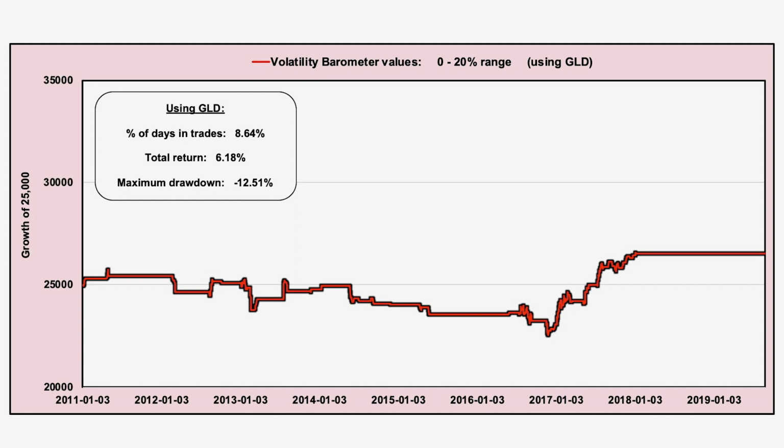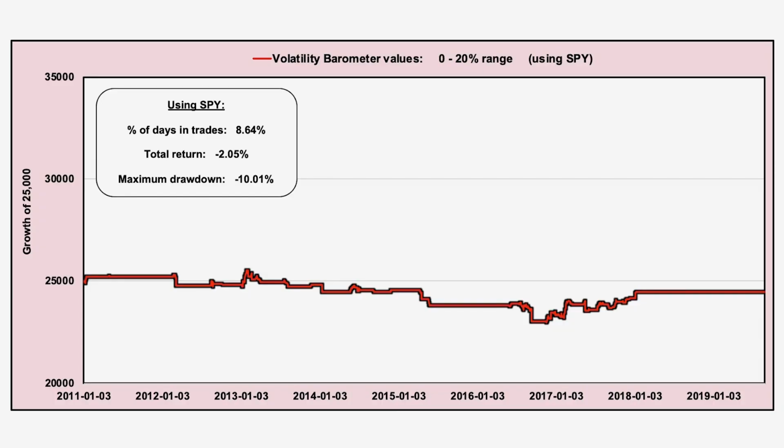The next question I get a lot is, well, why not just hold stocks when market volatility is very calm? On the surface, that does sound like a period where the stock market should be performing pretty well, right? After all, that's probably why volatility is so low to begin with, because markets are calm. But actually, that's not the case. The S&P 500, the SPY here, actually returned negative 2%, with a minus 10% drawdown. So definitely not worth holding stocks when the barometer is below 20%.